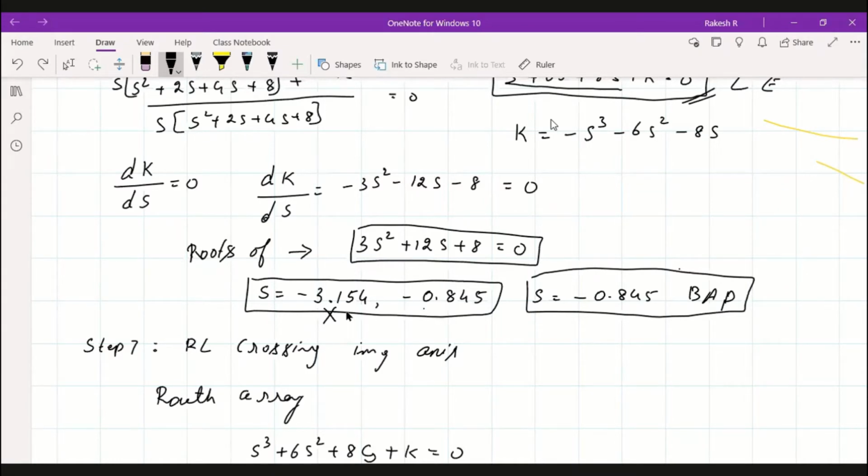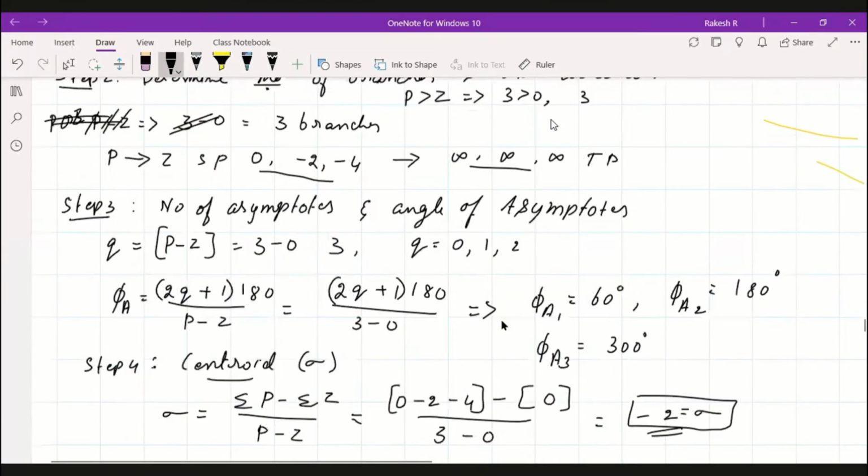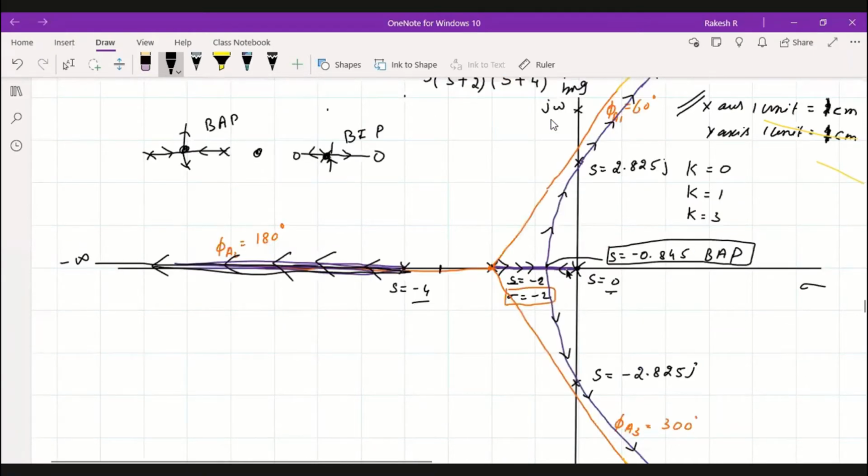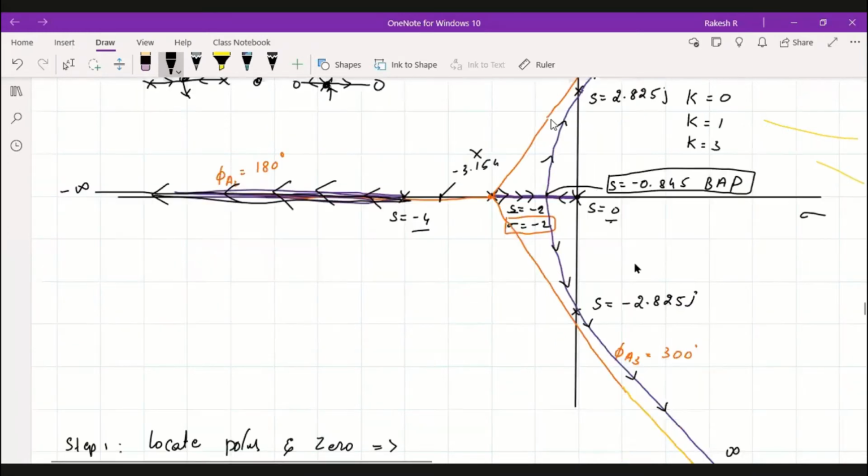Here, we got two values, minus 3.154 and minus 0.845. At minus 0.845 the root locus is present, while at minus 3.154 the root locus does not exist, so it is not a valid breakaway point. But where the root locus exists, it was a valid breakaway point.